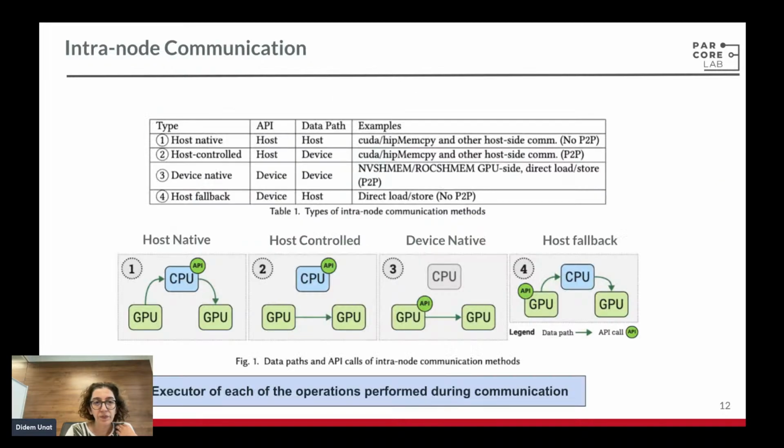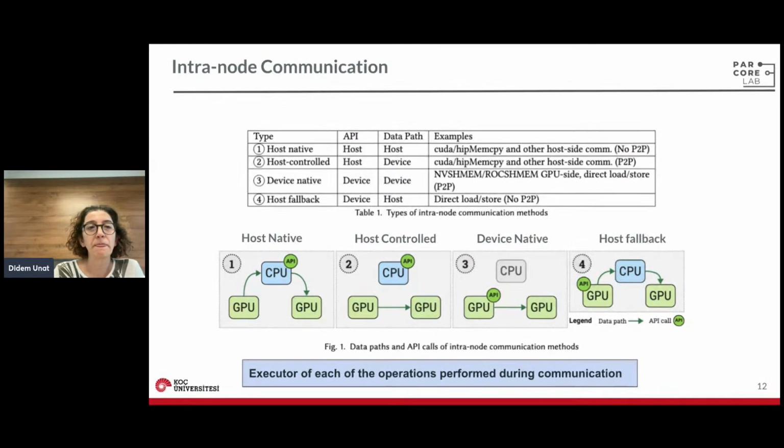Okay, so first, I would like to define some intra-node communication types and inter-node communication types. In the intra-node communication types, there are 4 types, but we'll come to those. We differentiate the communication types based on the executor of each operation performed during communication.